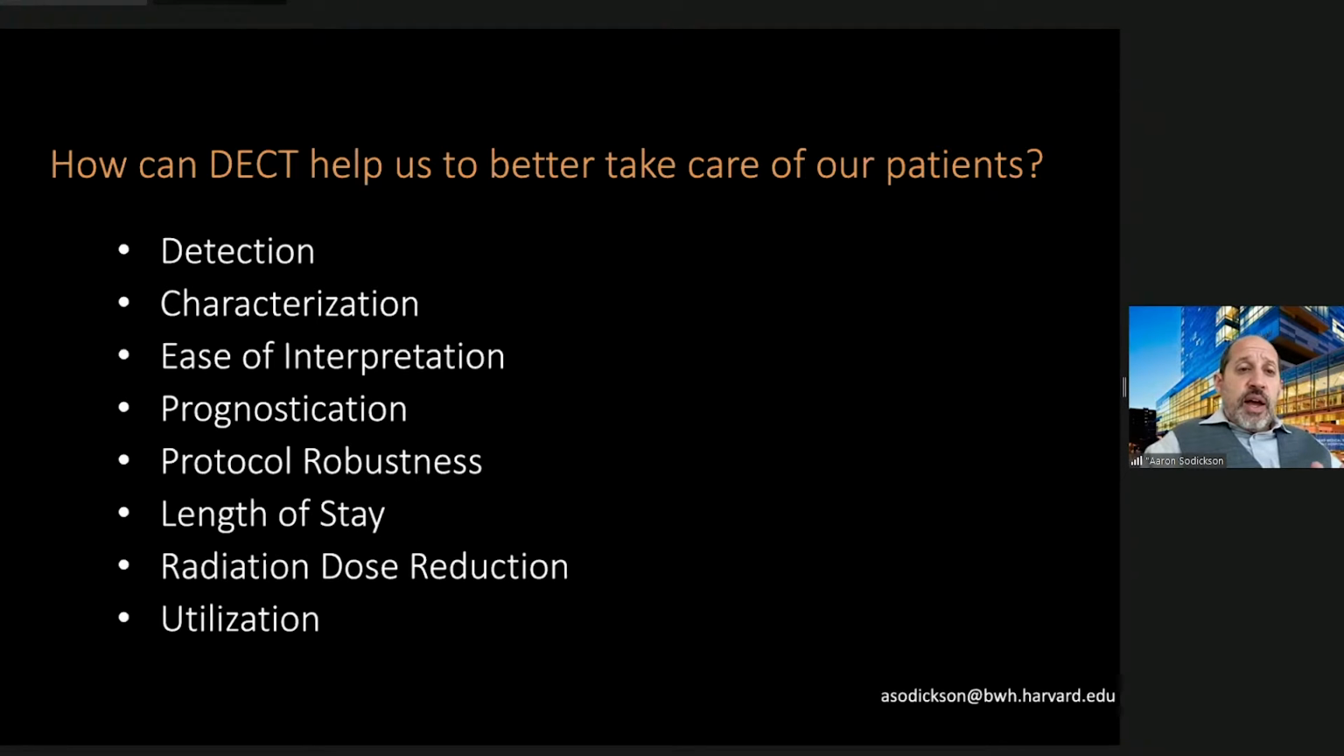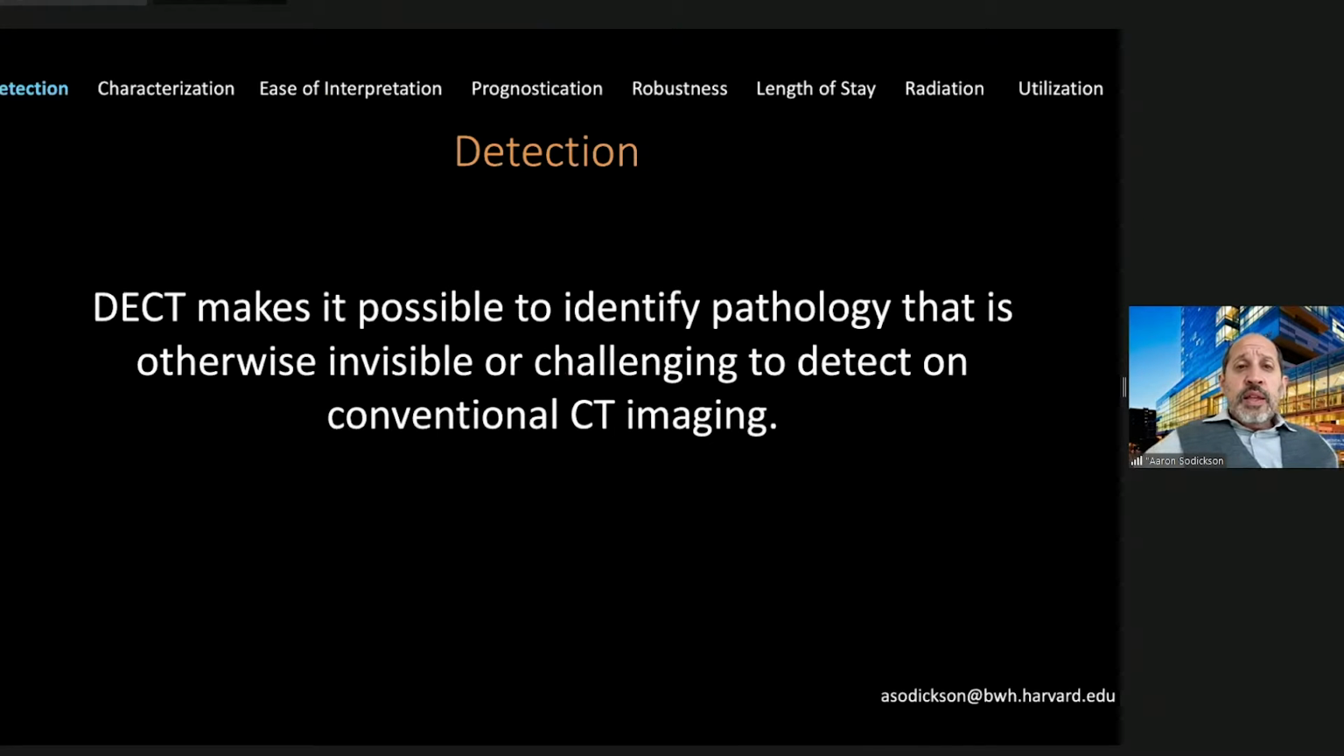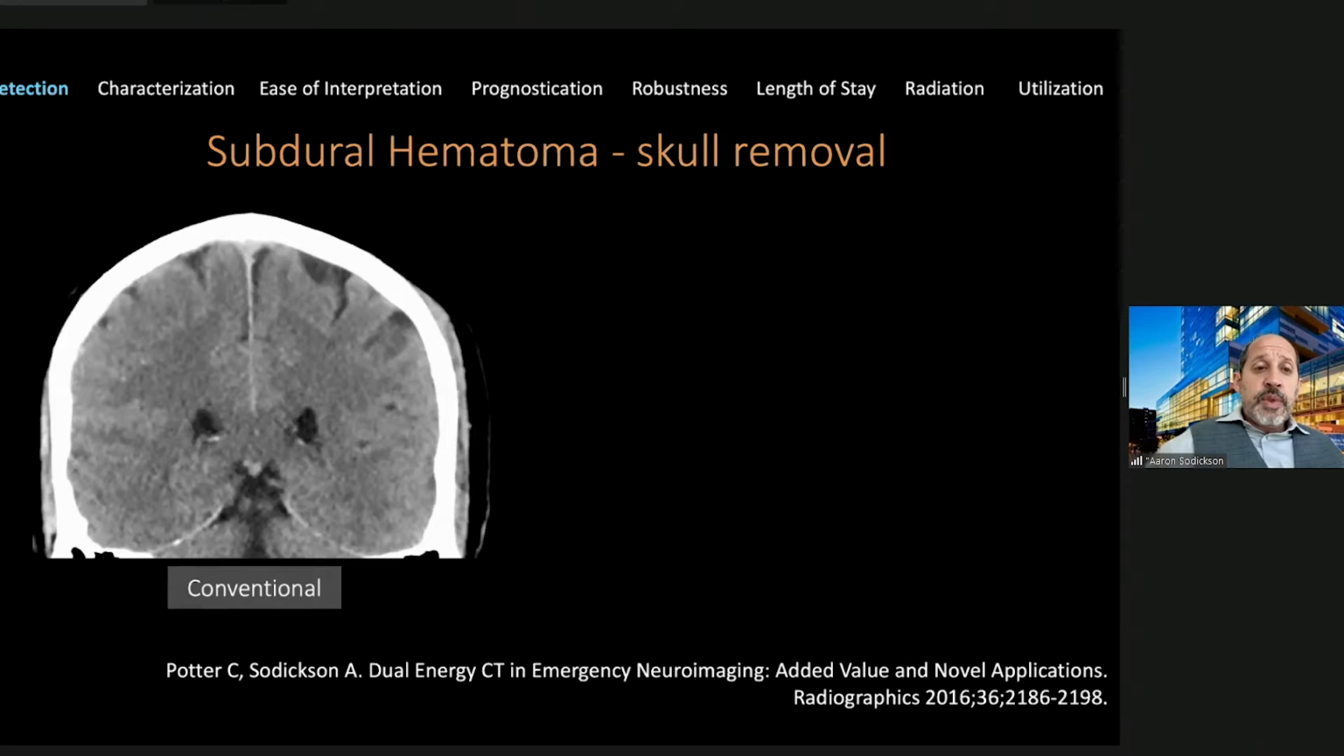So now that we've gotten the technique out of the way, let's talk about how dual energy can help us better take care of our patients. And I'm going to step through some of these broad categories here with a lot of case examples. Detection. Dual energy makes it possible for us to identify pathology that is otherwise invisible or challenging to detect on conventional CT. Here's an example.